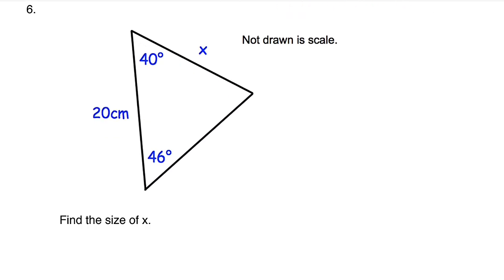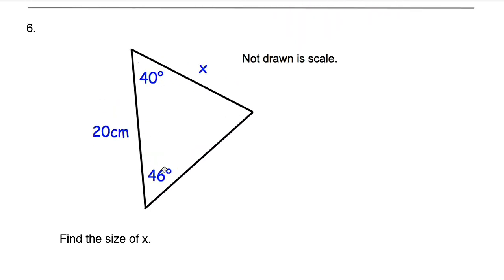Moving on to question number 6. We are given two angles and one side, but this time around the side is not opposite to any of these two angles. So how can we do that? We have to find the third angle. But we know that the sum of all the three angles will be equal to 180 degrees.